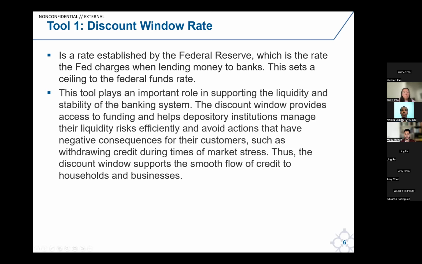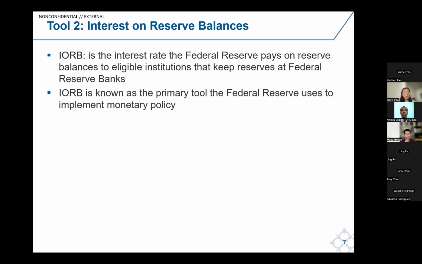Any questions on tool 1? Great. So let's jump on to tool number 2, which is known as the interest on reserve balances, also referred to as IORB. This is the interest rate that the Federal Reserve pays on reserve balances to eligible institutions that keep their reserves at the Federal Reserve Bank.